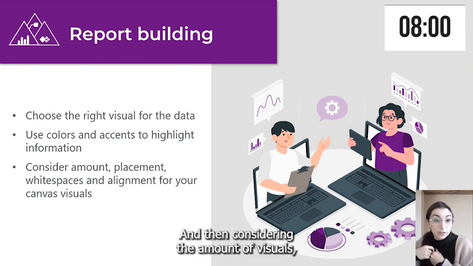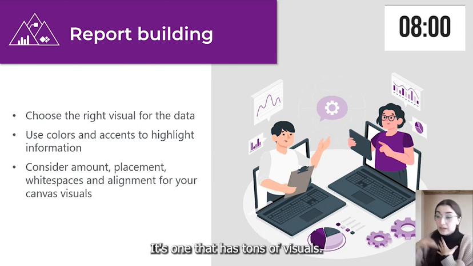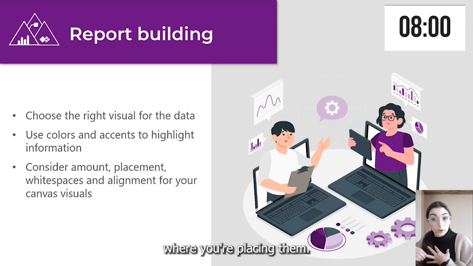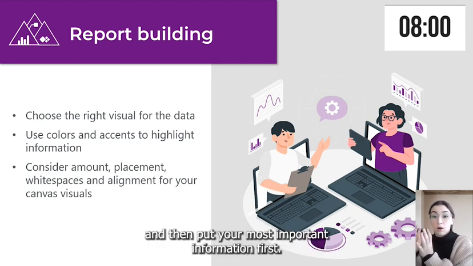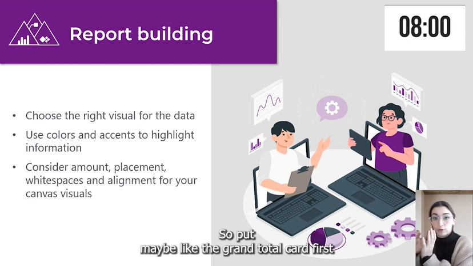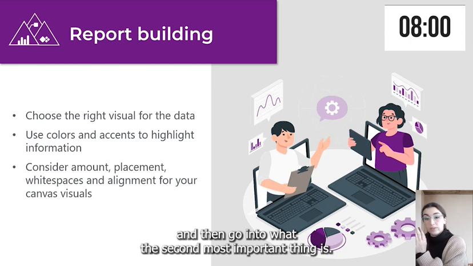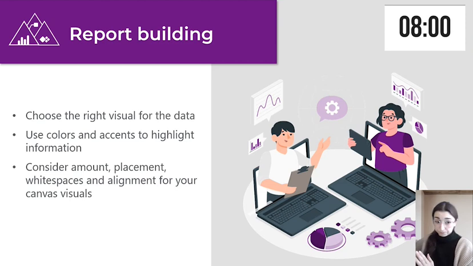And then considering the amount of visuals, I think we've all seen what a gross dashboard looks like. It's one that has tons of visuals. You don't know where to look. You're feeling overwhelmed. So really consider the amount of visuals, where you're placing them. I like to do it like a book. So read it left to right, top to bottom, and then put your most important information first. So put maybe the grand total card first, and then go into what the second most important thing is, and then maybe a full picture view of that thing.